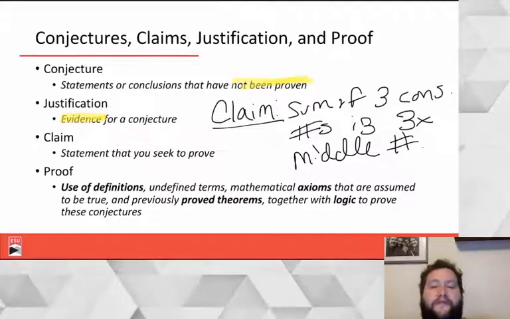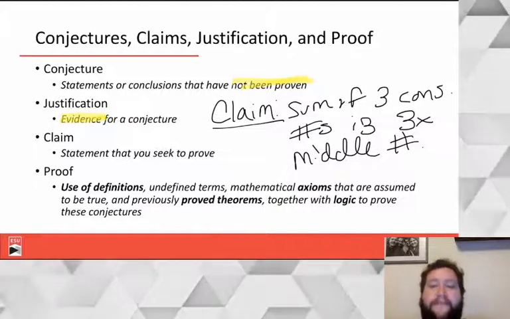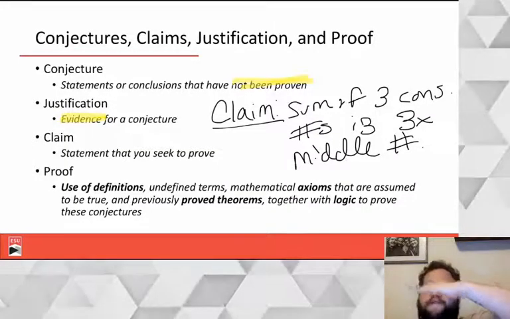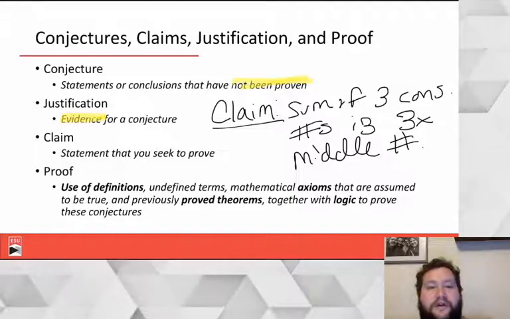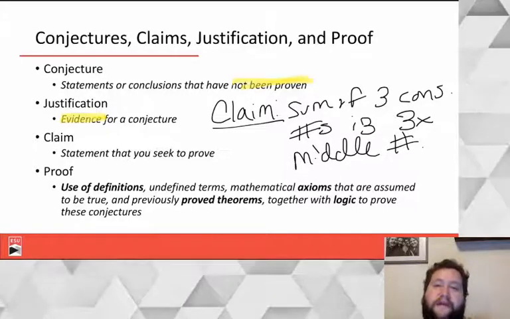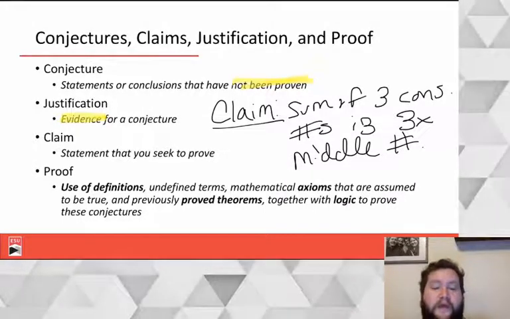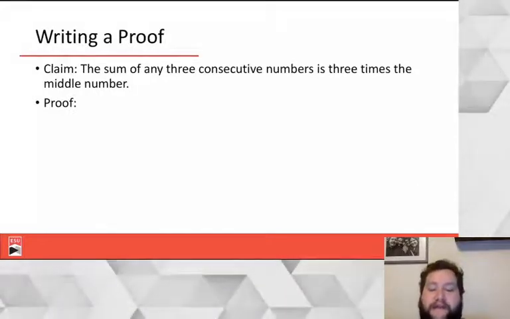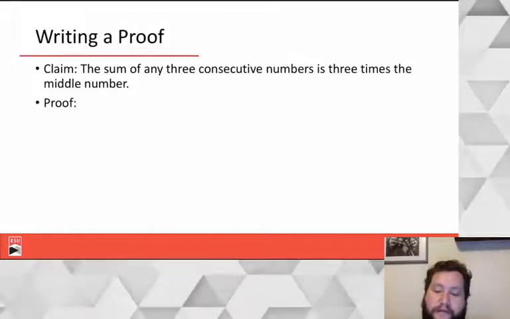And then a proof. I know that proof is this loaded, kind of scary word, that we think of maybe back to geometry, if you had these two-column proofs where you had statements and evidence for them. But a proof really is just using definitions, terms, axioms that are assumed to be true, and other things we've proven, together with logic to prove that our conjecture is always true. So here it says, claim: the sum of any 3 consecutive numbers is 3 times the middle number. Now let's walk through a proof of what this looks like.